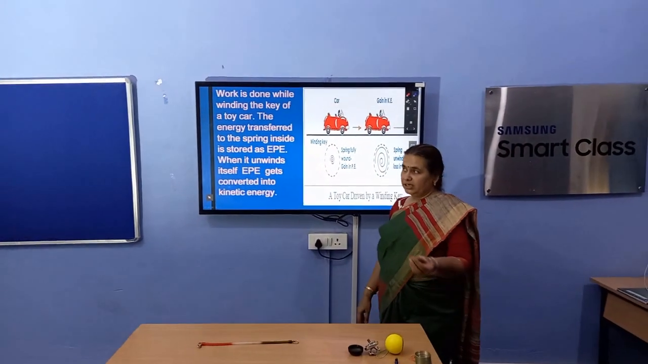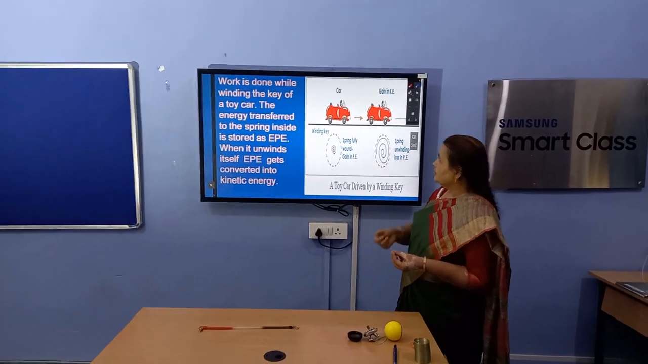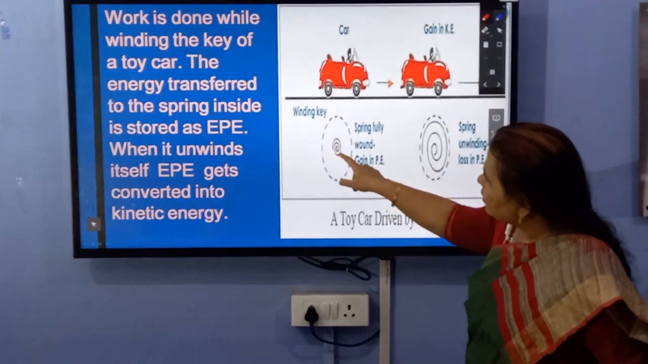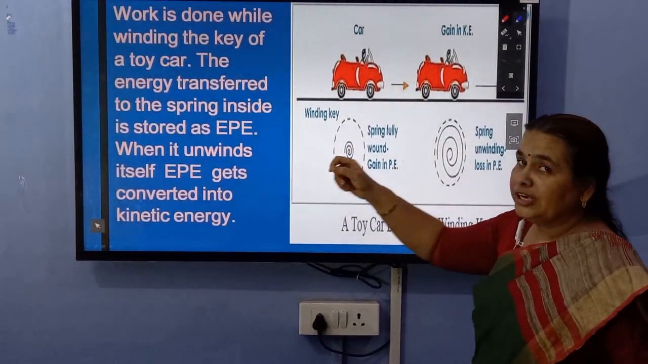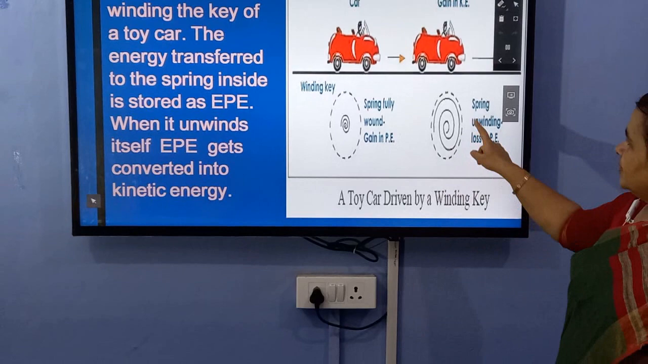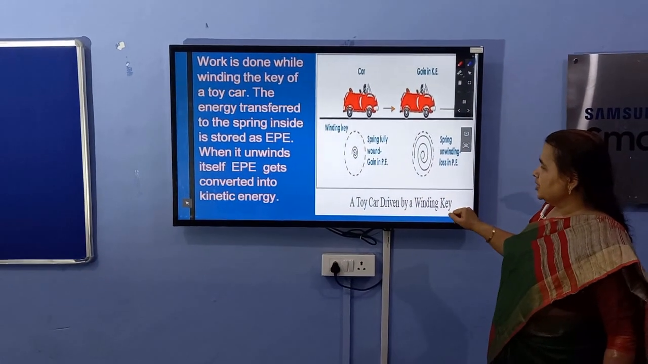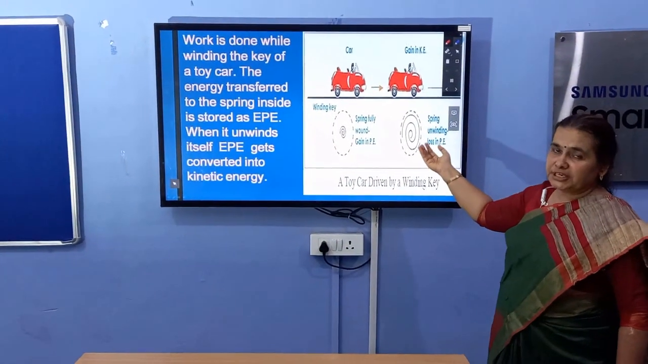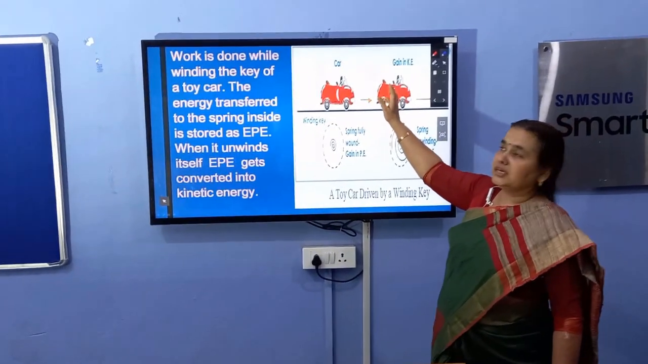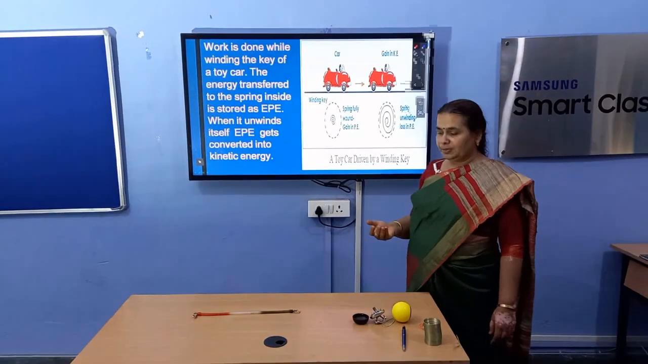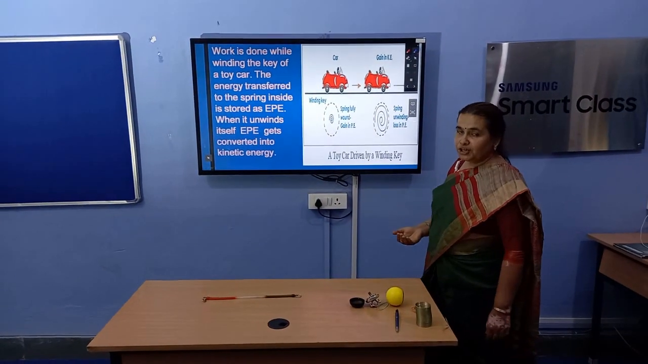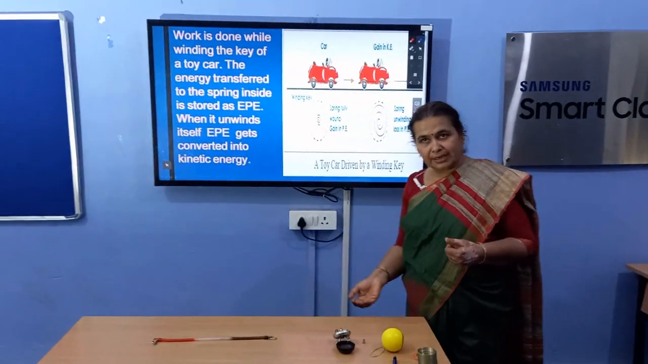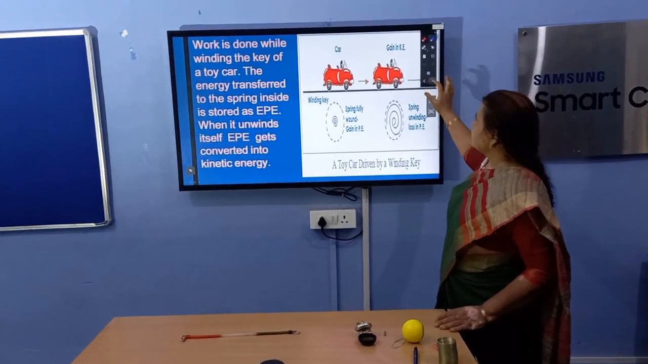Have you seen the toy car in which you wind the key? This is the car. When you wind the key, this is the spring, the fully wound spring. Then when you leave the key, the spring unwinds itself. This is the loss in potential energy, and due to this, the car moves: the elastic potential energy of the unwinding spring gets converted into kinetic energy of this toy car. So there are so many applications in which we are using the conversion of elastic potential energy, like sound energy, or when this toy is jumping, the kinetic and potential energy. So many applications are there.